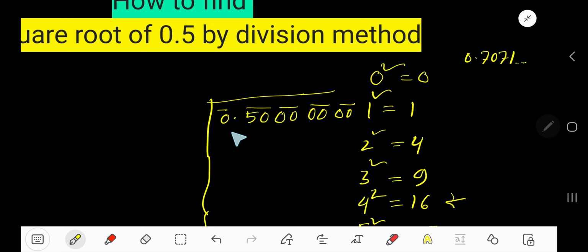what is the square root of this 0? Look, 0 square equals 0, so the perfect square for this 0 is 0. So here the divisor will be 0. 0 goes into 0 0 times. 0 times 0 is 0. Subtract, you also get 0. Now take the decimal to the quotient directly. Bring down the next pair.